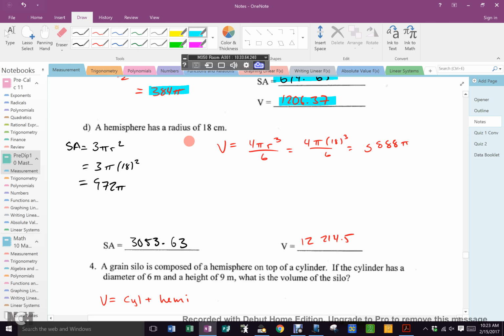A hemisphere of 18. Remember, we actually did hemisphere in our notes. Surface area of a hemisphere is 3 pi r squared. Volume of a hemisphere is 4 pi r cubed divided by 6. You had formulas for both of them, so you just fill them in. There it is with pi. There it is with numbers.